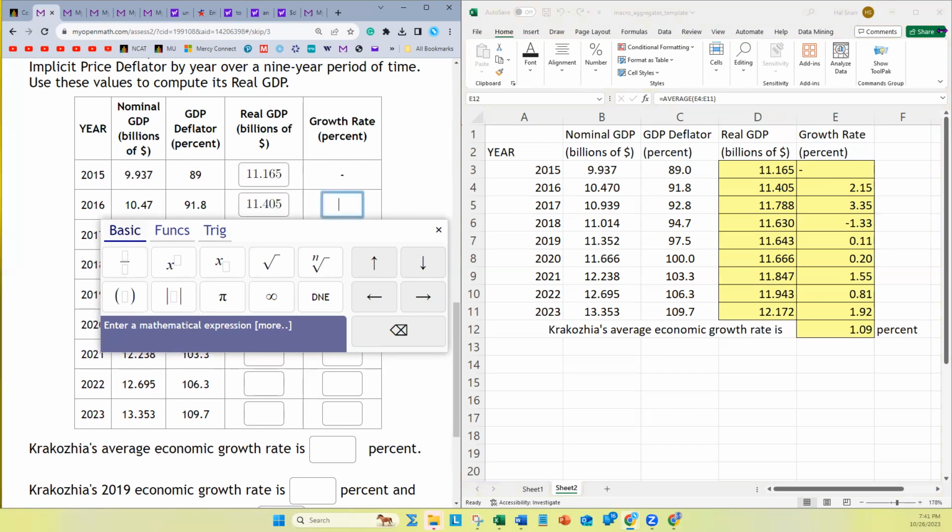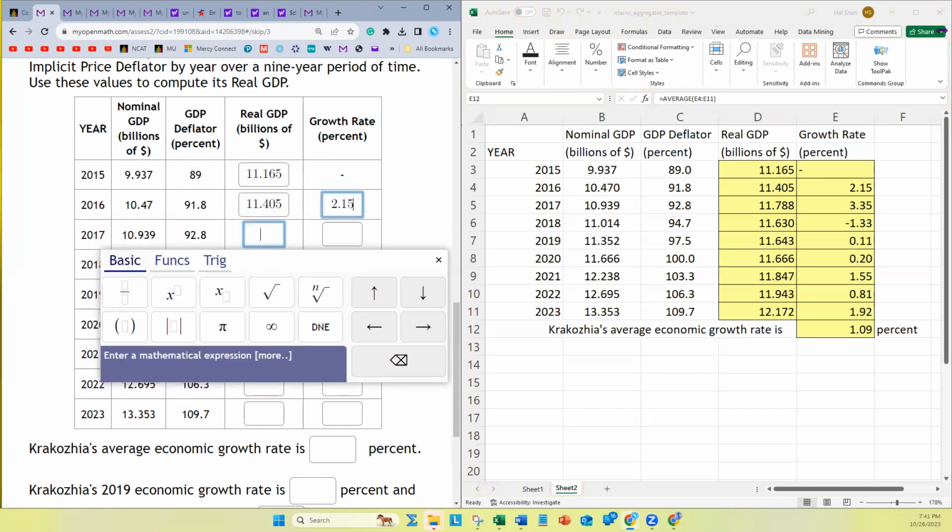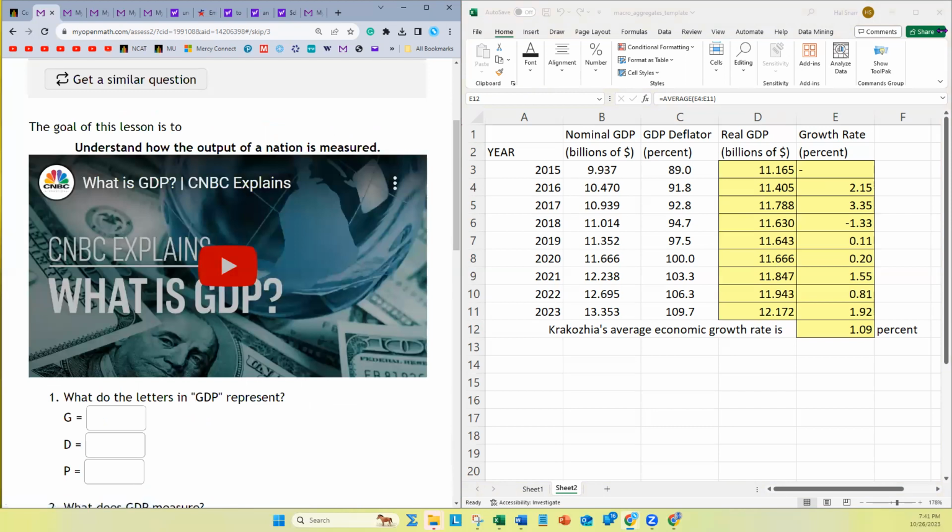11.405. The economic growth rate is 2.15%, right? And then in the year 2017, real GDP is 11.788, and GDP grew from 2016 to 2017 by 3.35%. That's the highest growth rate, right?